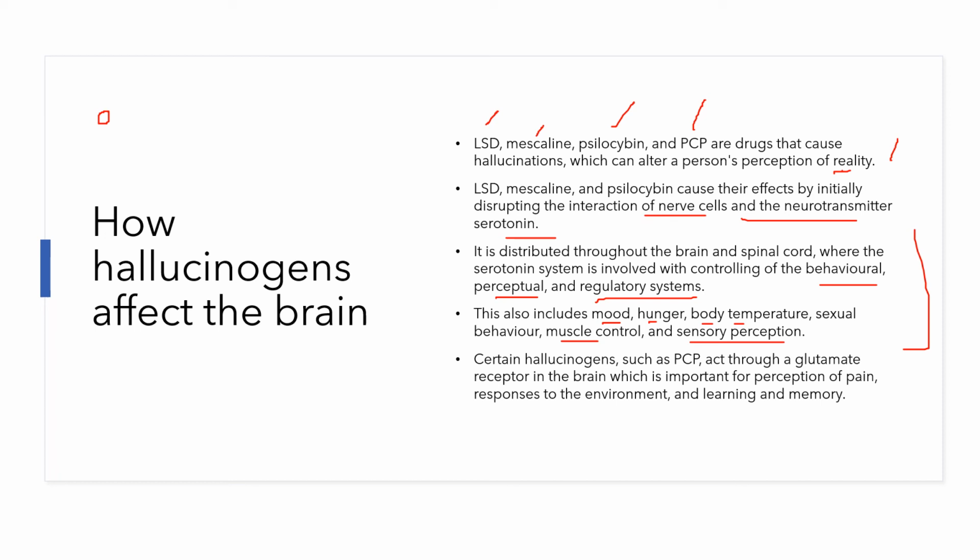Certain hallucinogens, such as PCP, phencyclidine, act through a glutamate receptor. Remember when we talked about the receptors? The NMDA receptor, a type of glutamate receptor in the brain, is important for perception of pain, responses to the environment, and learning and memory. So if these are affected, there will be poor learning, there will be poor storage of memory, or it will be distorted memory in some ways.